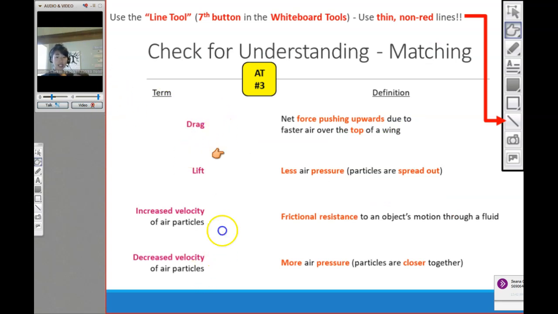All right, go ahead, match these up. Let me know that these make sense. Remember, increased velocity, think about what's happening to the particles and therefore the pressure. Decreased velocity, think about what's happening to the space of the particles and therefore the pressure.